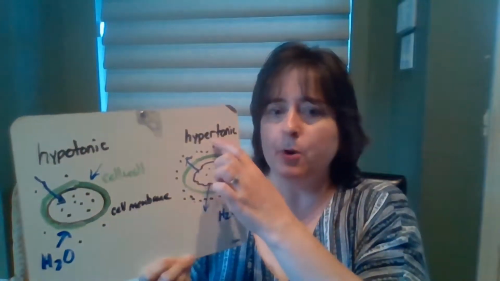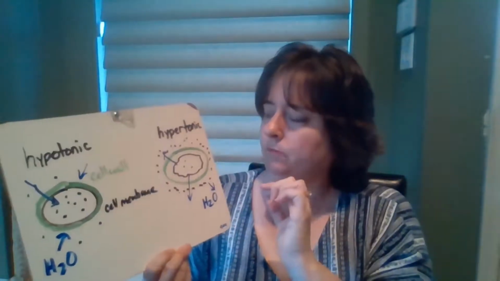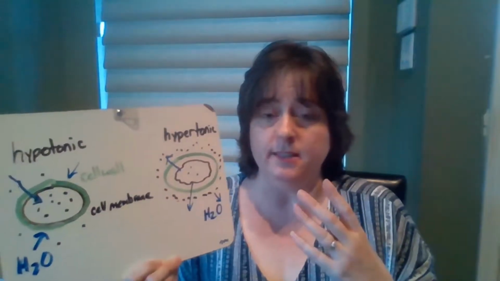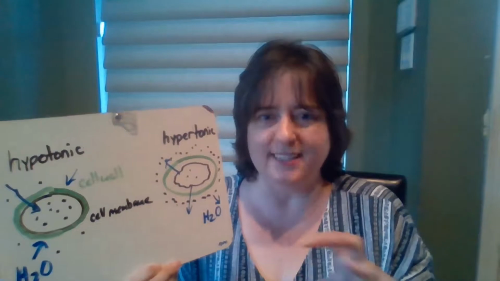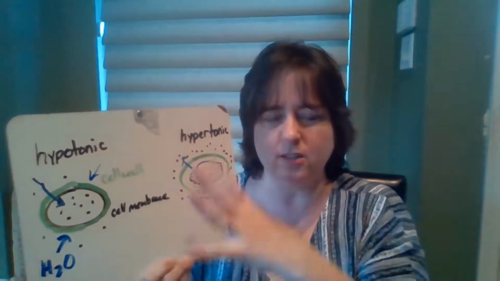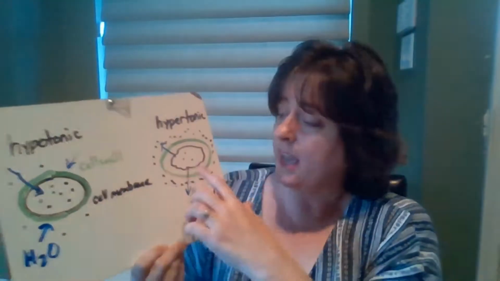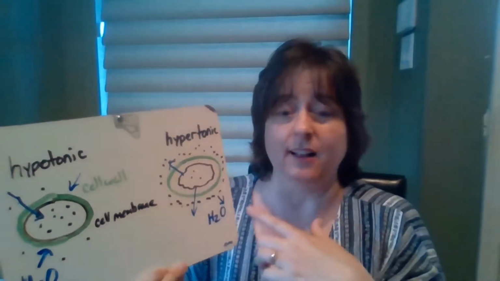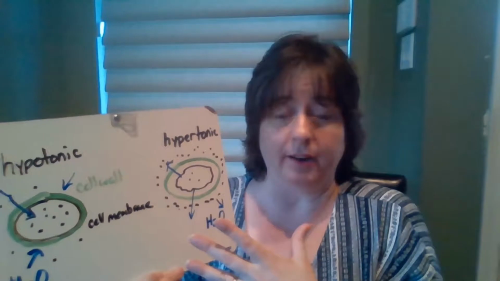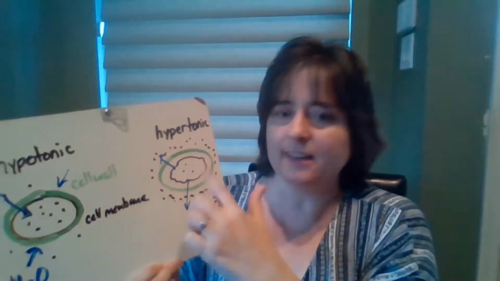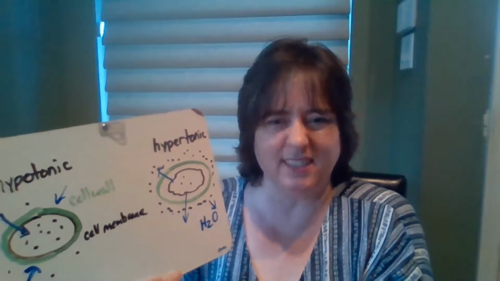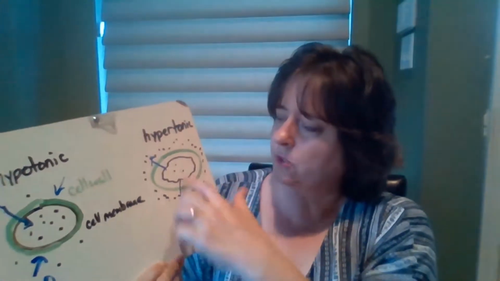In a hypertonic environment, the opposite happens. More solutes outside. Maybe this is fish, and you're salting the fish, and you use a lot of salt on the fish to help preserve it. You're preserving it because all the water is now rushing outside of the cell. Microorganisms need that water to grow, and you're taking it away, and so salting foods is a method of preserving it. Salting fish, salting meats. So the water is rushing out.